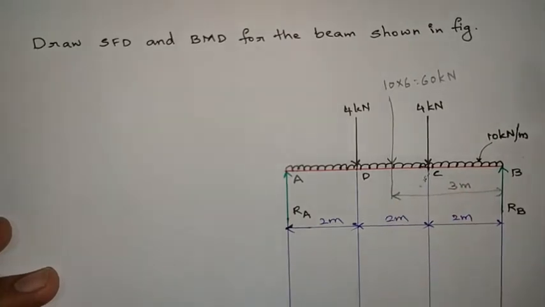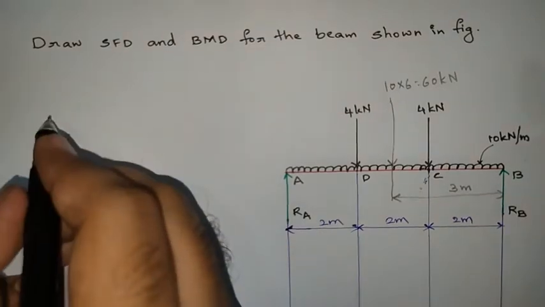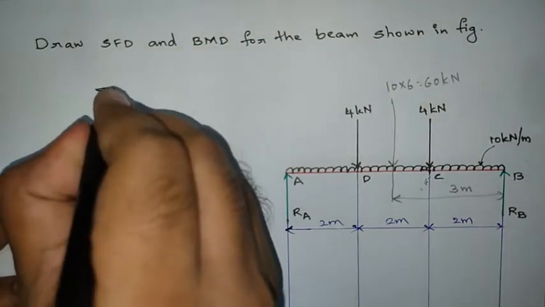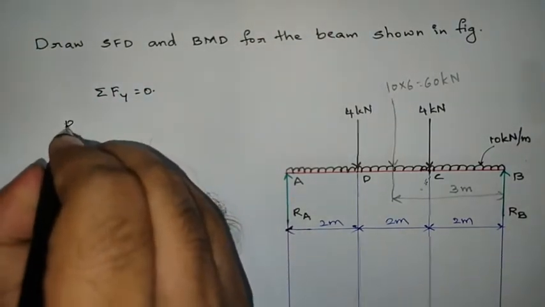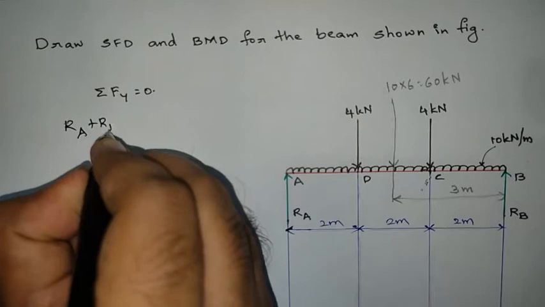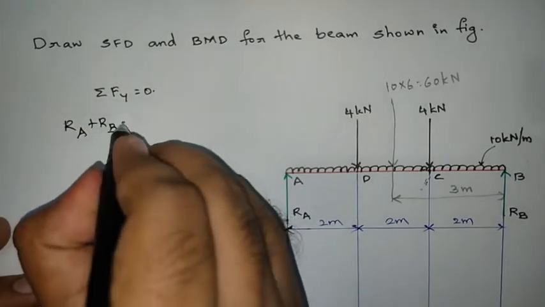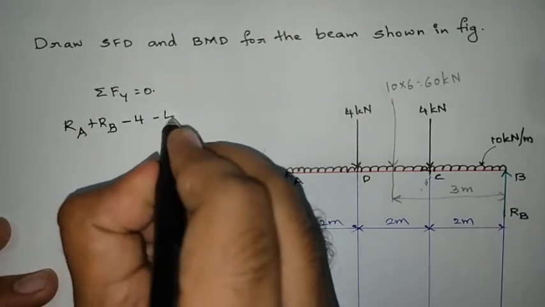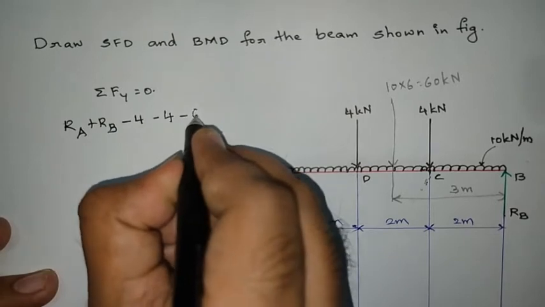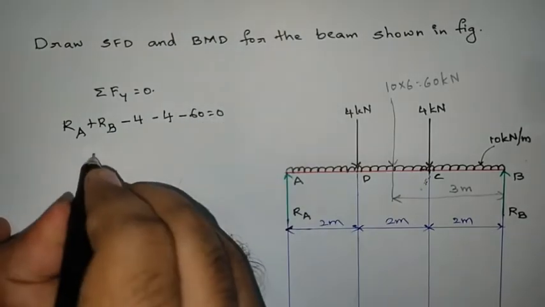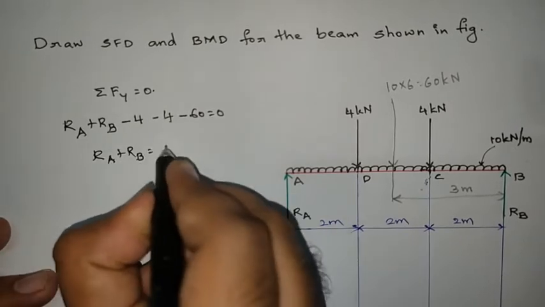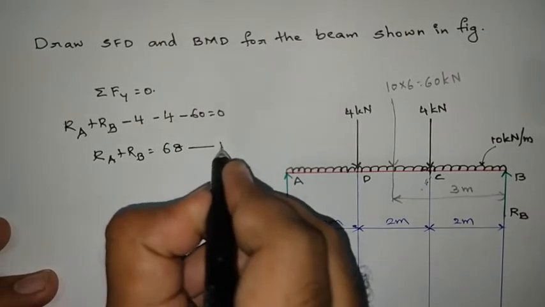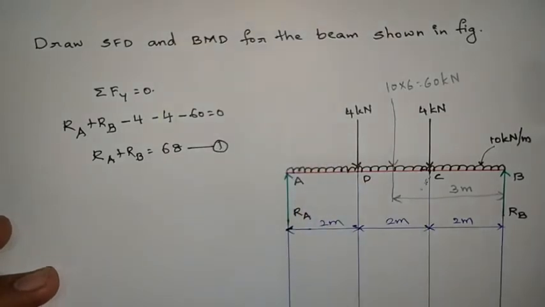So now apply the equilibrium condition. Sigma Fy is equal to 0. So RA upward force, RB upward force, downward force minus 4, one more downward force minus 4, minus 60 equals 0. So RA plus RB is equal to 68. Take it as equation number 1.